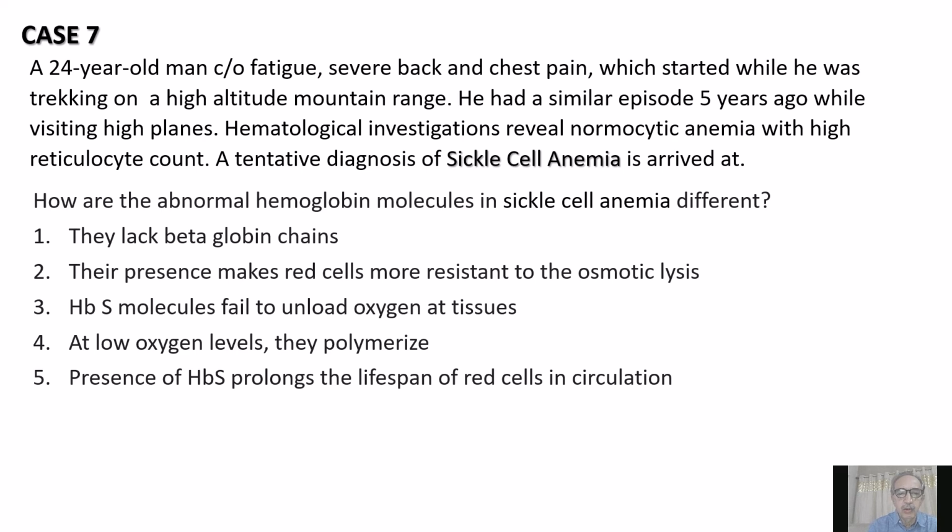They load and unload correctly, but while unloading, when they become deoxygenated, HbS polymerizes. That is the fourth: at low oxygen, they polymerize and RBCs become sickled. There is sickling in the deoxygenation phase, so RBCs are rigid. Fifth, presence of HbS prolongs the lifespan.